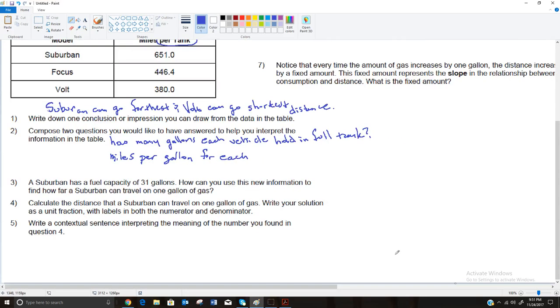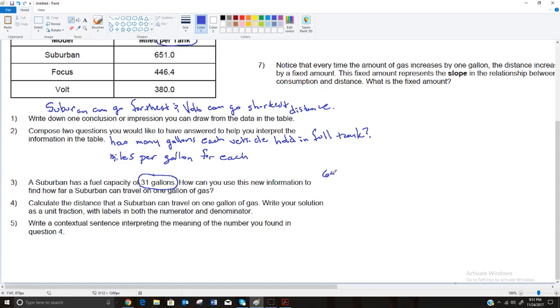So our next question says, a Suburban has a fuel capacity of 31 gallons. That's a pretty big gas tank for just a passenger vehicle. How can you use this new information to find out how far a Suburban can travel on one tank of gas? So knowing that it has a fuel capacity of 31 gallons and it can go 651 miles on that, we can figure out how many miles per gallon it gets.